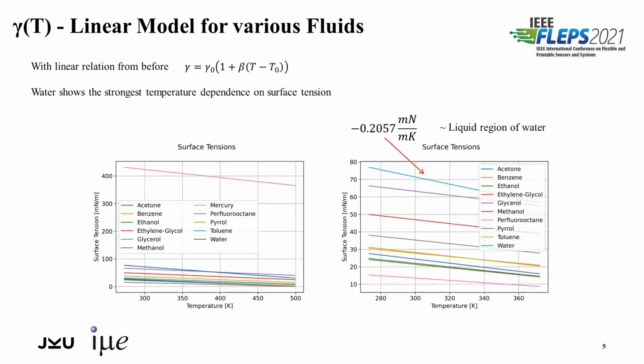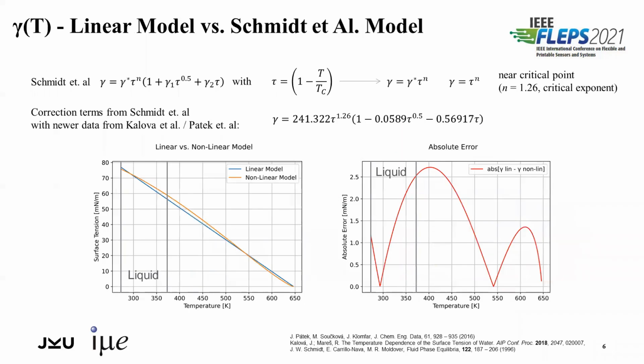If we plot now this linear relation between the surface tension and the temperature for all the liquids listed in the table, we see that water shows the highest dependence of its surface tension on a change in temperature. So gamma gets generally lower with rising temperature. And gamma's unit is millinewton per meter, so the change has the unit millinewton per meter in Kelvin. The right-hand side figure shows the same data as the left-hand side figure, but without mercury and only in the liquid region of water. There is also a nonlinear model from Schmidt et al., which I show here as a comparison. The difference to the linear model is not very big and does not change the fact that water has the strongest dependence, like we saw before.